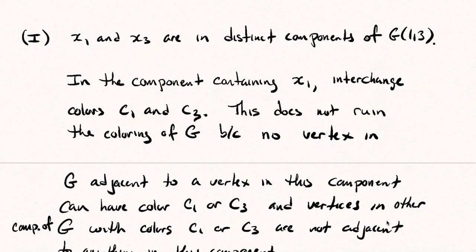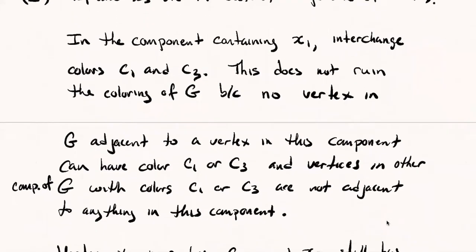And I claim that doesn't ruin the coloring of G. Because how could it? No vertex in G that's adjacent to something in this component has either one of these two colors. No vertex in G that is adjacent to one of these things has color C1 or C3, because otherwise that vertex would have been in G13 and in this component. So no vertex outside of G13 that's connected to anything in this component has these two colors. So we're not ruining that.